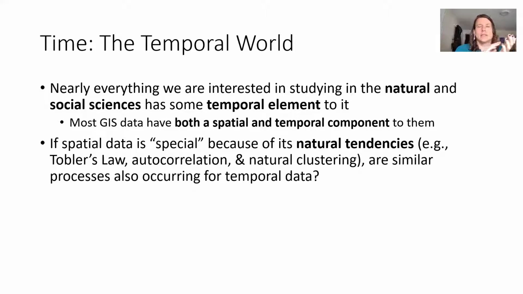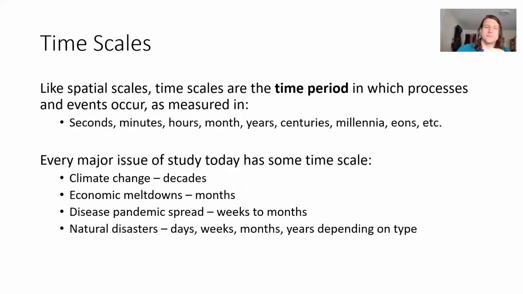Spatial data is special because of the natural tendencies it has, so clustering, Tobler's law, autocorrelation, things like that. Similar processes occur with temporal data. And just like spatial scales, there's time scales. So the time period in which a process occurs or is measured in. So things like seconds, hours, years, centuries, eons, etc. And so every major issue of study has some sort of time scale associated with it.